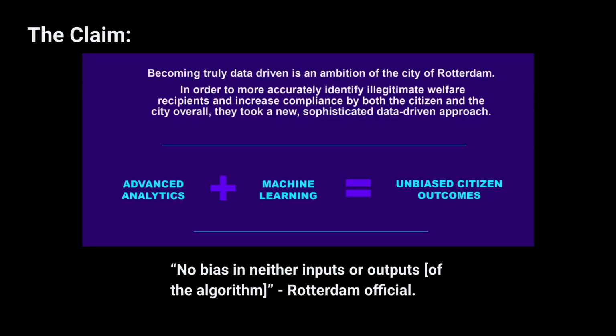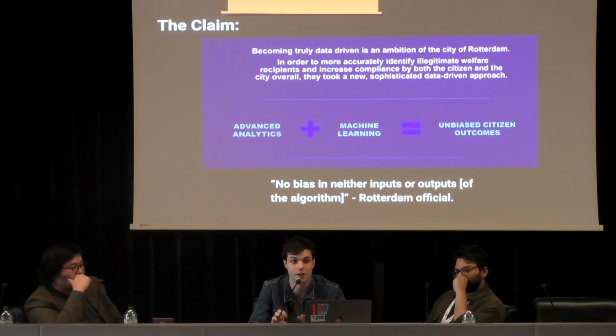And I think, to the theme of this panel, before people had any access to this algorithm, officials were claiming that it's unbiased and fair. So this purple thing is from an Accenture slide, which developed the algorithm. And for us as data journalists, it was amazing because we had a big bold claim in big font: advanced analytics, machine learning equals unbiased citizen outcomes. And then we also had Rotterdam officials themselves saying there's no bias in this thing. But there was no way to scrutinize that.